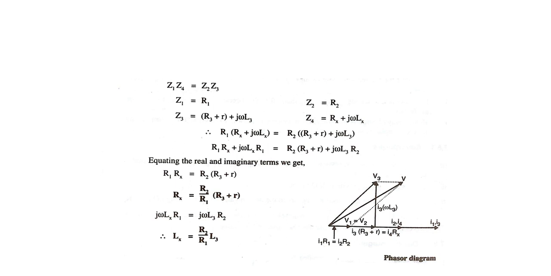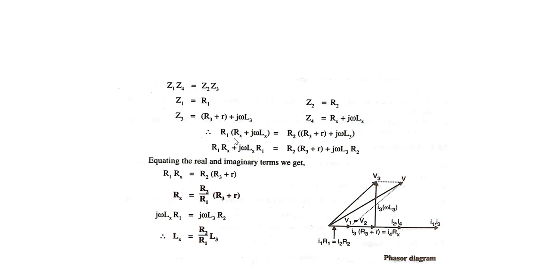and the bridges that we have to study. Okay, so here if you put all these values in this equation, that is Z1 Z4 is equal to Z2 Z3, you will get an equation something like this, that is R1 into (Rx plus j omega Lx) is equal to R2 into (R3 plus R plus j omega L3).